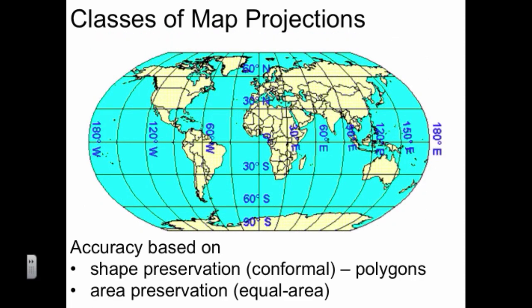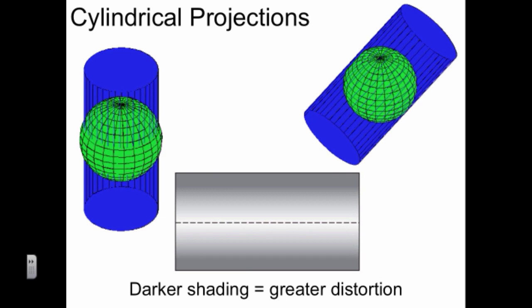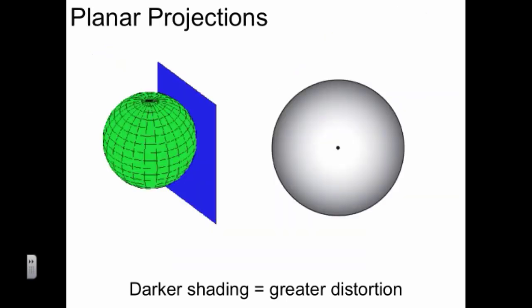Now, the second type of projection is the equal area projection, which is focused on area preservation. In this instance, you can see that the polygons are distorted, but the shapes and the sizes of the landforms are much more accurate. And that's the purpose of this one. Now you can see on these different types of projections where the darker shading is, where you have greater distortion. In the case of cylindrical, you can see where they are in this instance, or in planar as well.